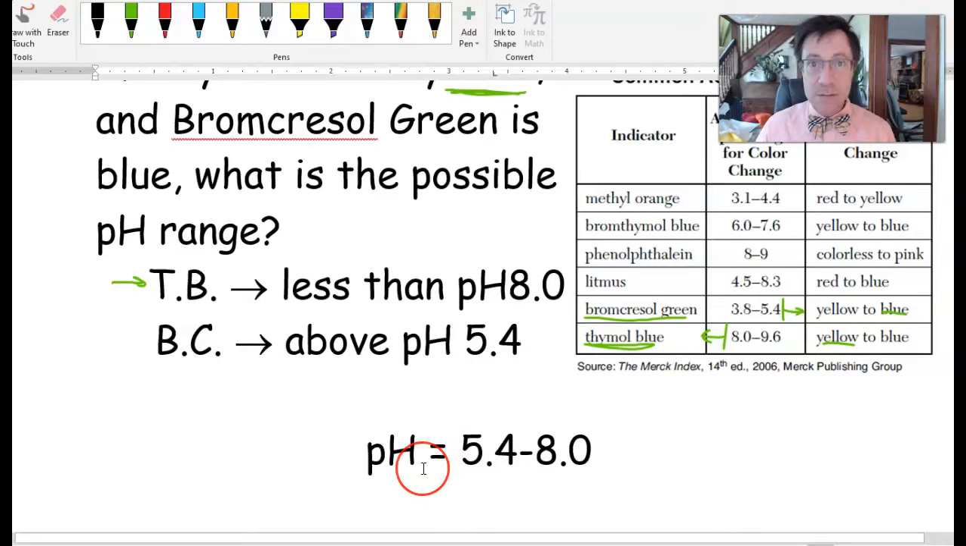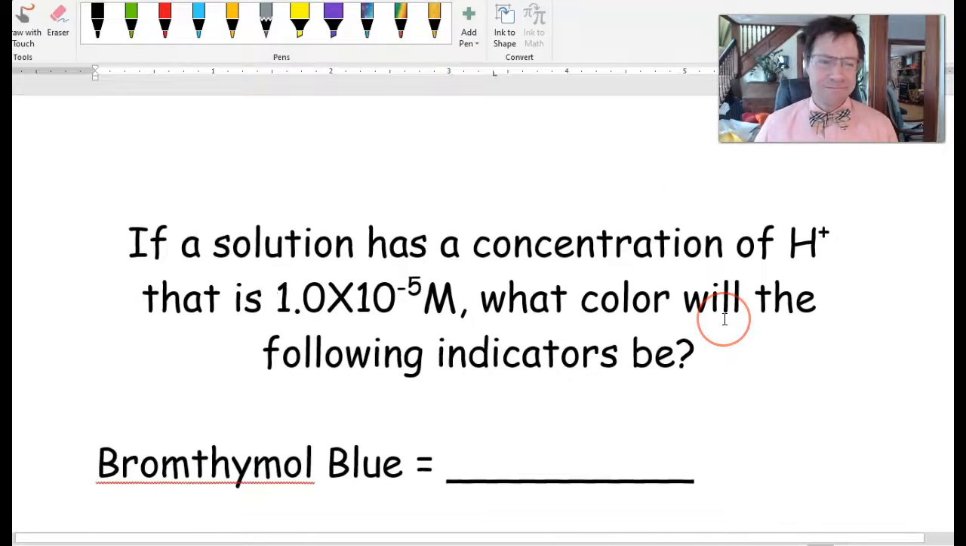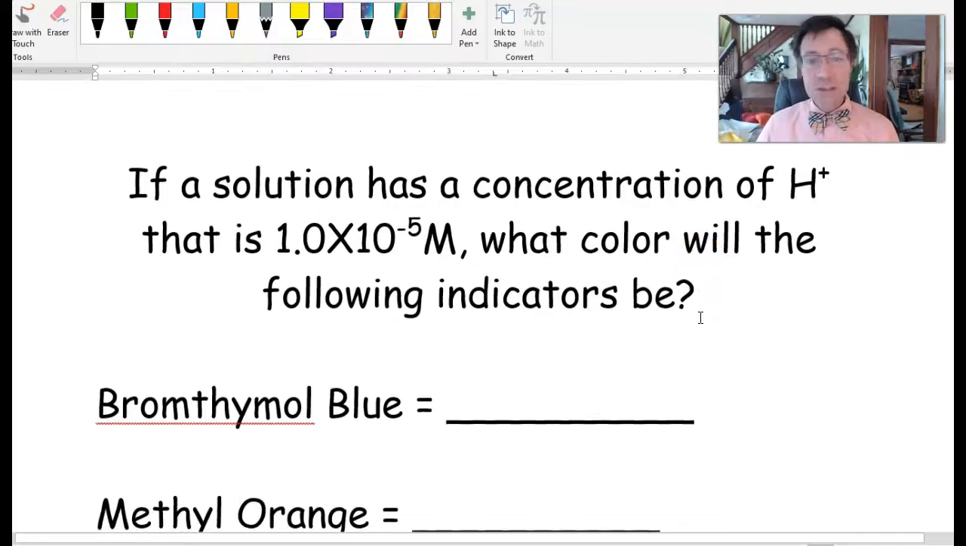There's your pH range. It has to be between 5.4 and 8.0. It's not a perfect situation when we use indicators, but it works. It works well for almost all of our things that we need. And if not, then we use a pH meter. But we don't need it. You and I will not need to do that in our particular situation. So let's go on to the next one.